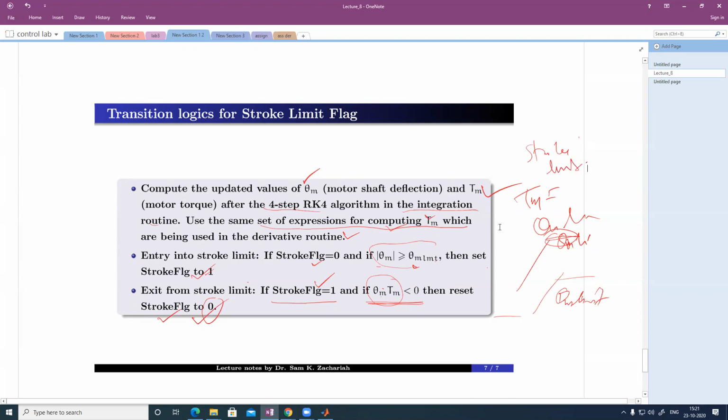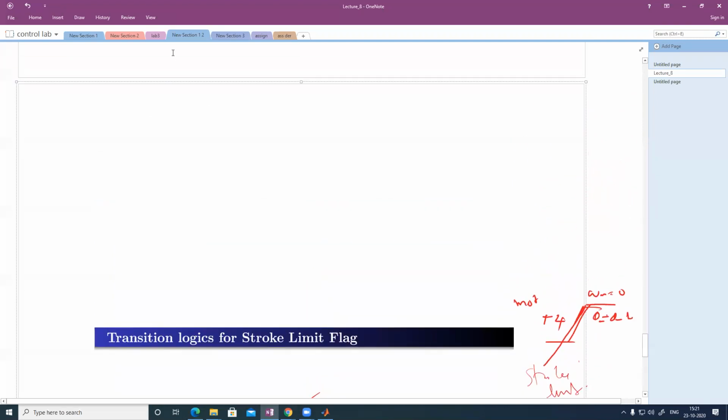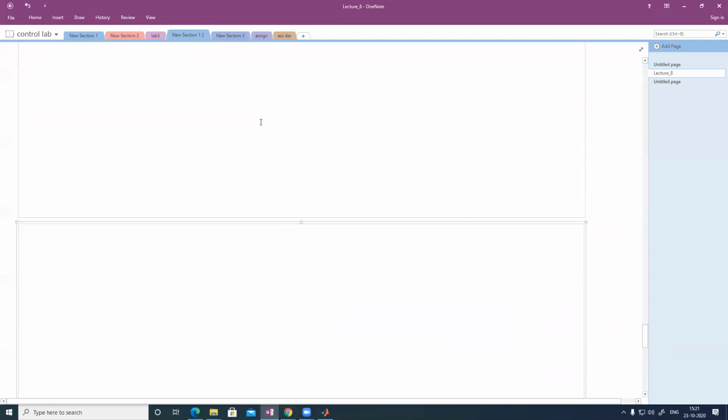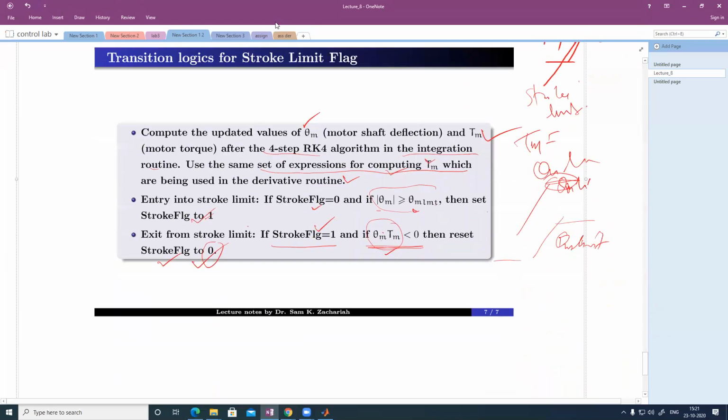So stroke limit is when the output of the motor shaft deflection is crossing 4 degrees. Then you have to make that omega m 0 and theta equal to the theta m limit. Then this Tm multiplied by this logic being less than 0 means it is coming out of this loop, so it is going in this direction. So you have to note down these values and write a program for that. And this earlier program I will send you today itself. And this one is for stroke limit flags.